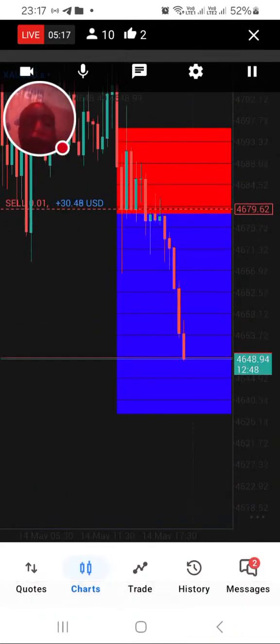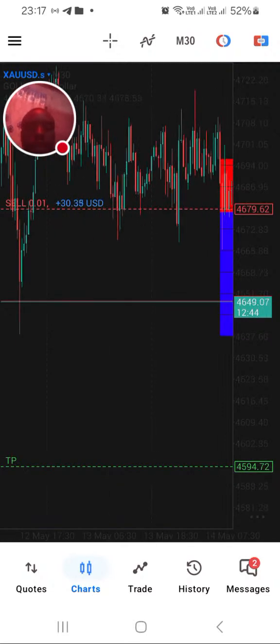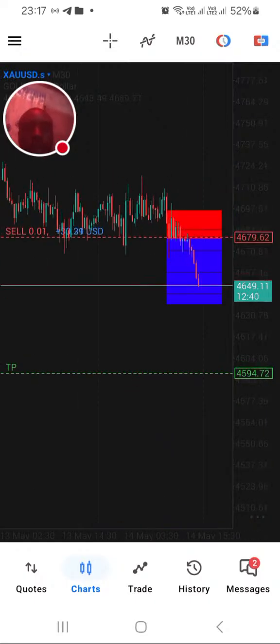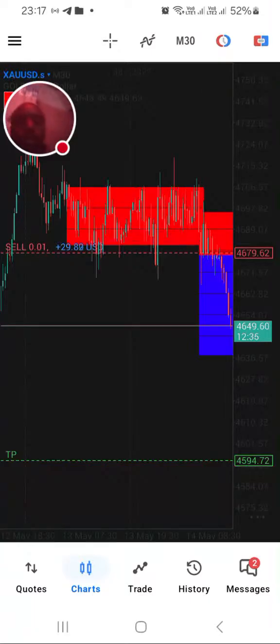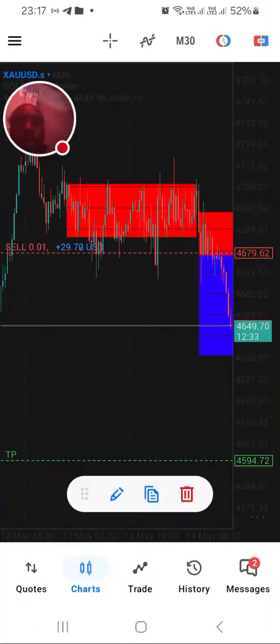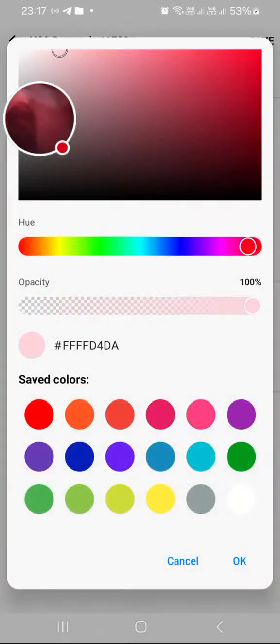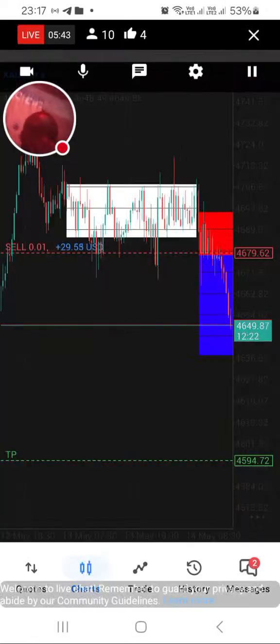So when I came to this market, I identified it was a bit of a ranging market. The market has been ranging the whole of the day. In fact, the gold has been ranging here. Let me highlight it using a very clear color, guys, for you to see it very clearly. The gold has been ranging the whole of the day here.